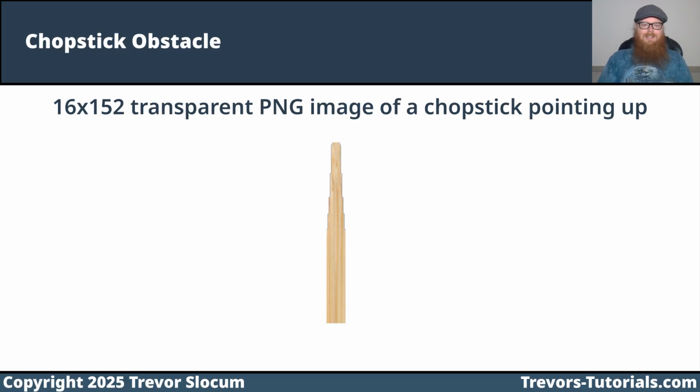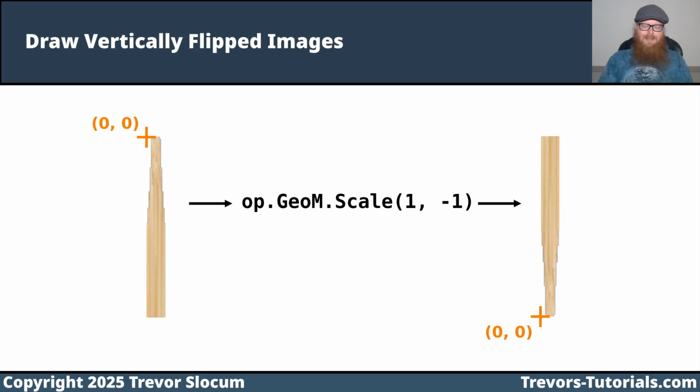The chopstick image we'll use in this game is 16 pixels wide by 152 pixels high, and it's a transparent PNG image. The chopstick is pointing up, and in order for us to draw a chopstick pointing down, we'll need to flip it vertically. To do that, we'll call the scale method of the geometry matrix. We'll provide it with a value of 1 for the x parameter and -1 for the y parameter. When we do that, the image will be flipped across the axis of the origin point. So in this case, the image has been flipped and it's now above the origin point.